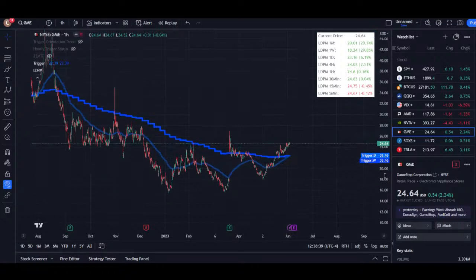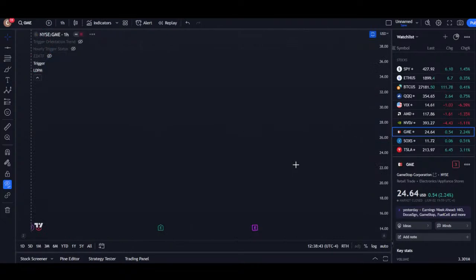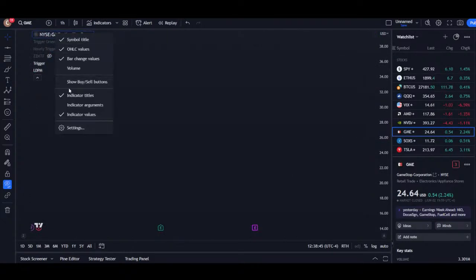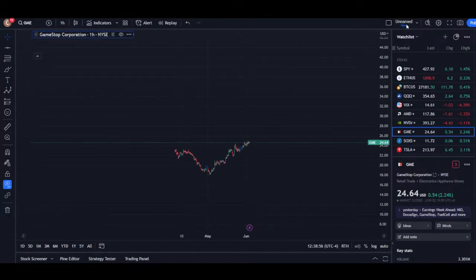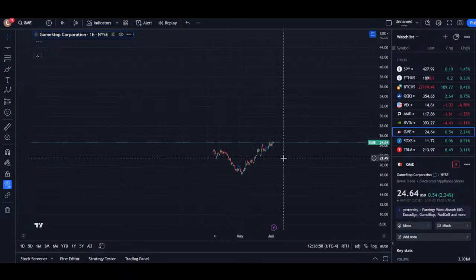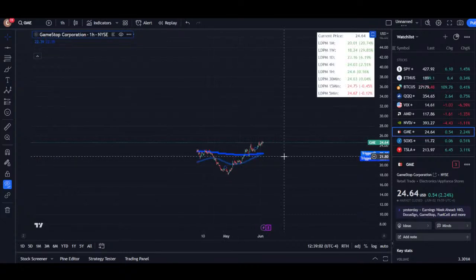So even though earnings are this week, there's a possibility that earnings just brings it straight down. Sorry about that. Chart just reloading. I guess if you want to say it like that. So when's earnings? I think it's on the 7th. So 3 days from now.